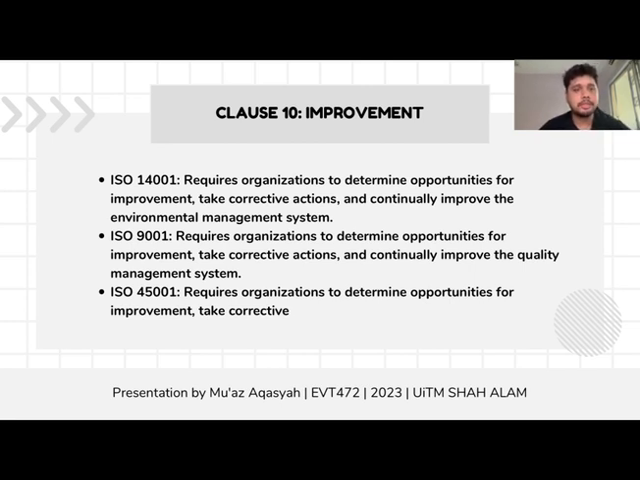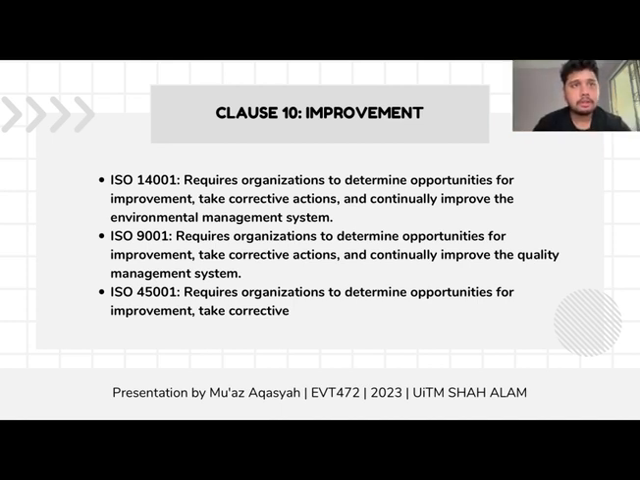And lastly, for clause 10, which is improvements, for ISO 14001, it requires organization to determine opportunities for improvements, take corrective actions, and continually improve the environmental management system. While ISO 9001 requires organization to determine opportunities for improvements, take corrective actions, and continually improve the quality management system. And lastly, ISO 45001 requires organization to determine opportunities for improvement, take corrective action, and continually improve the occupational health and safety management system.